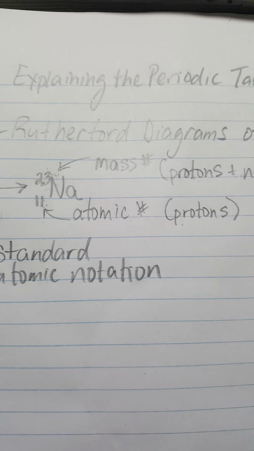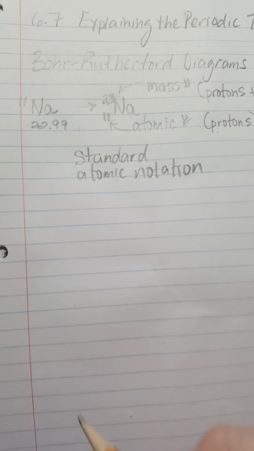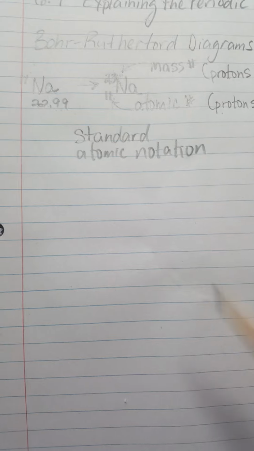Okay, so we're going to take that information and use it to draw a Bohr Rutherford diagram of an atom. Niels Bohr and Ernest Rutherford are the two scientists that came up with this. Maybe someday your name will be used. You'll be a scientist and you'll have something named after you. So let's start off with sodium.